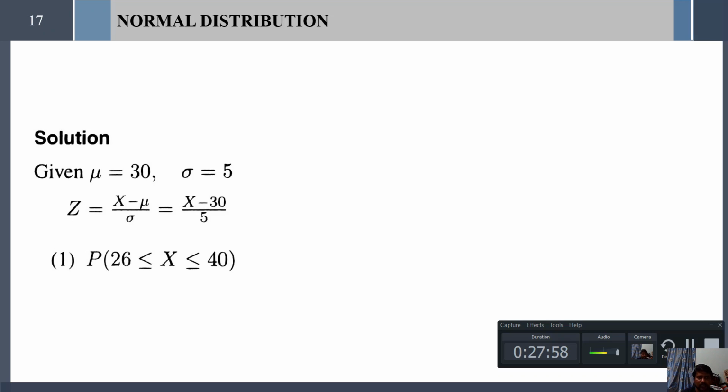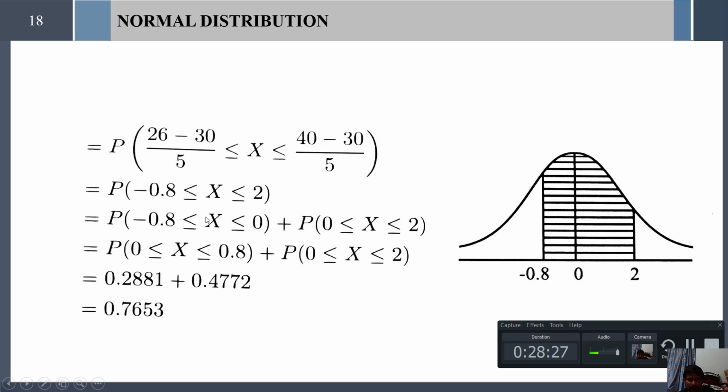Given mean mu equal to 30 and sigma equal to 5, simply substitute mean mu equal to 30 and sigma equal to 5 in the standard normal variate, so therefore z is x minus 30 divided by 5. Now our first problem asks what is the probability of x where x lies between 26 to 40. So we have to convert this x to z. This z value is x minus 30 divided by 5. So simply substitute the value of x.